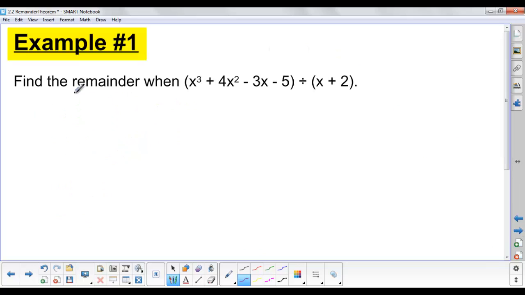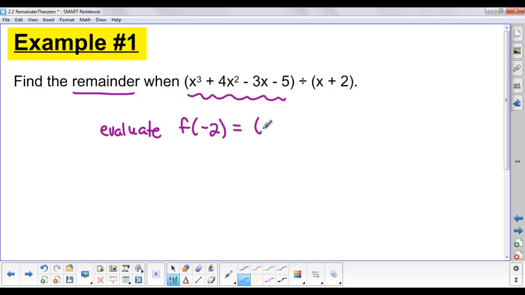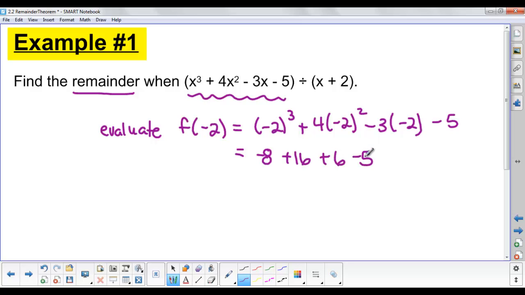So in this case, the question's asking you only for the remainder, not the quotient, not for a full division, just the remainder. So all we need to do is evaluate our function, which is our dividend, at our test root, which is -2. So we'll go ahead and do that. -2 cubed plus 4 times -2 squared minus 3 times -2 minus 5. So working that out, we end up with -8. Remember your BEDMAS rules. So -2 squared is 4 times 4, plus 6 minus 5. And we should end up with 9. So to answer the question, the remainder when we divide x cubed plus 4x squared minus 3x minus 5 by x plus 2 is just 9.